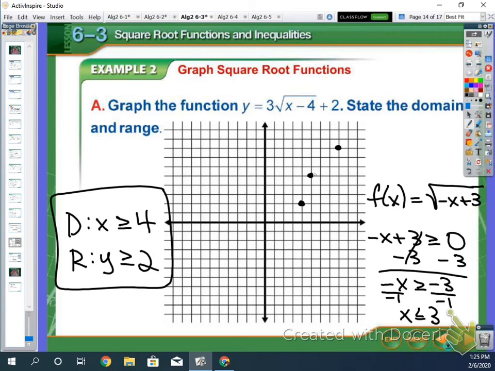So it sort of looks like the parent function we saw before, but the start of it moved right 4 and up 2, and then it's getting larger more quickly because it's being multiplied by 3 every time. Wait, what's the third dot? The highest one? 8, 8. So we're going to start here, curve out, and then arrow. So that's what we should have as our graph.